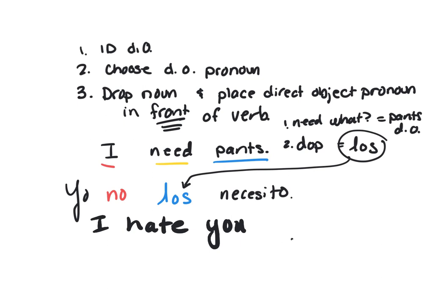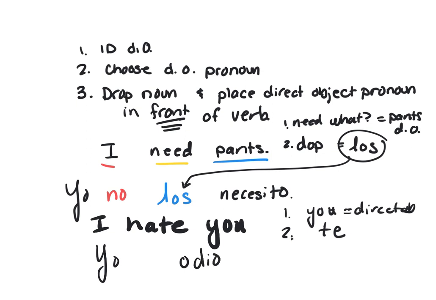Okay, so identify: hate who? Hate you. So you is the direct object. Two, I'm going to choose my pronoun for that. So that's going to be a te. And then three, I'm going to put it in front of the verb. So yo odio. And I'm just going to bring my te up in the front. Yo te odio.